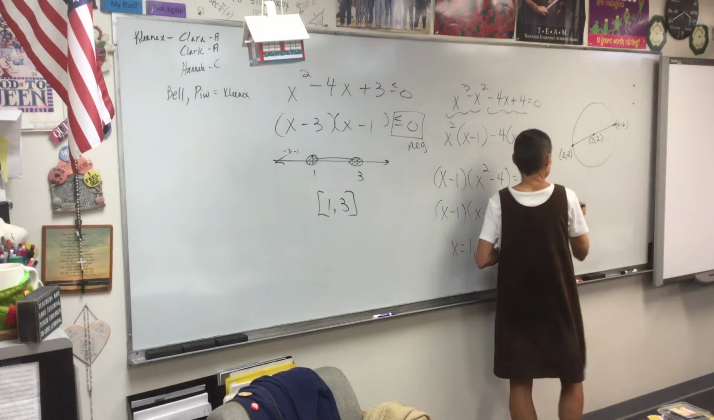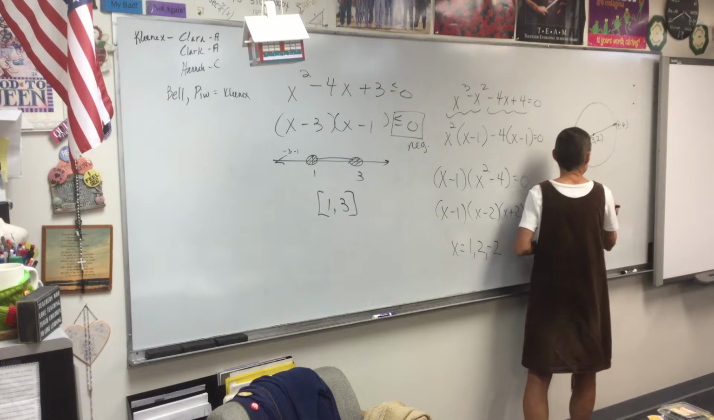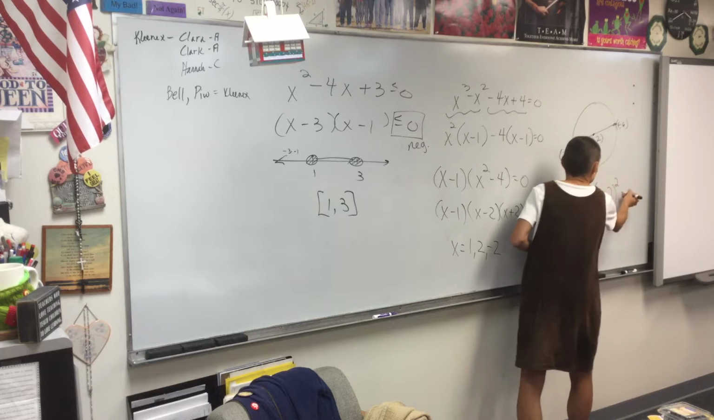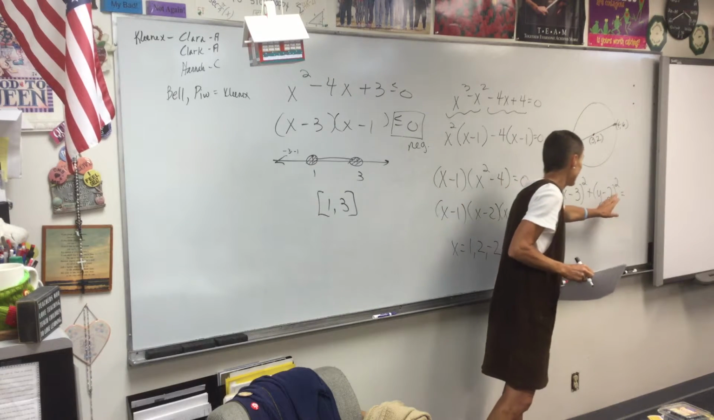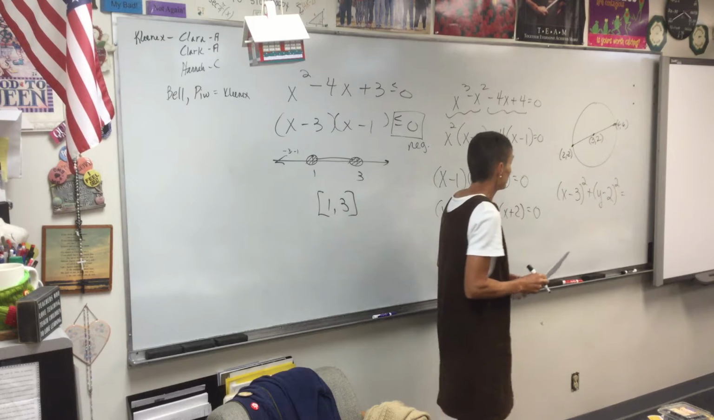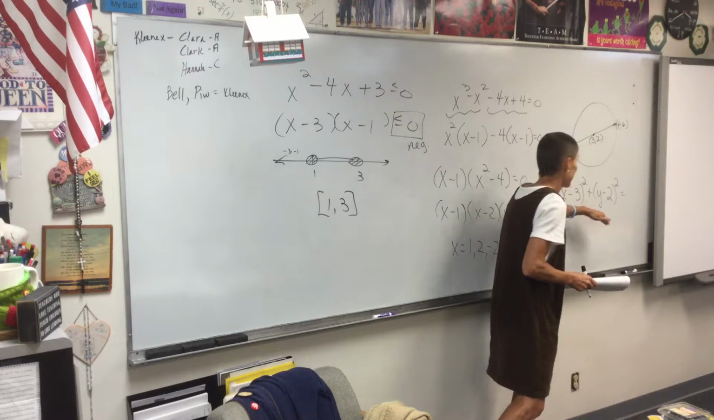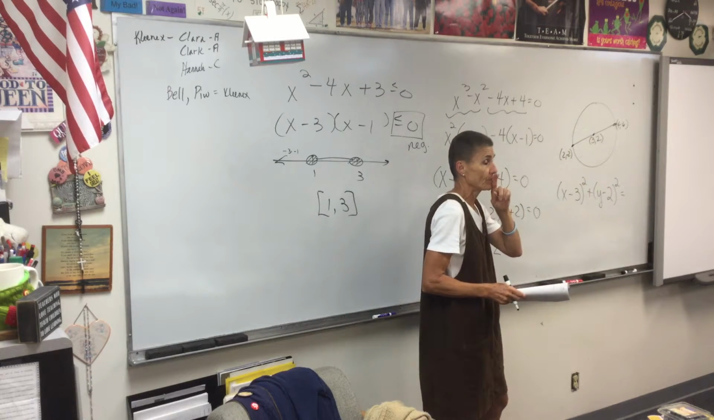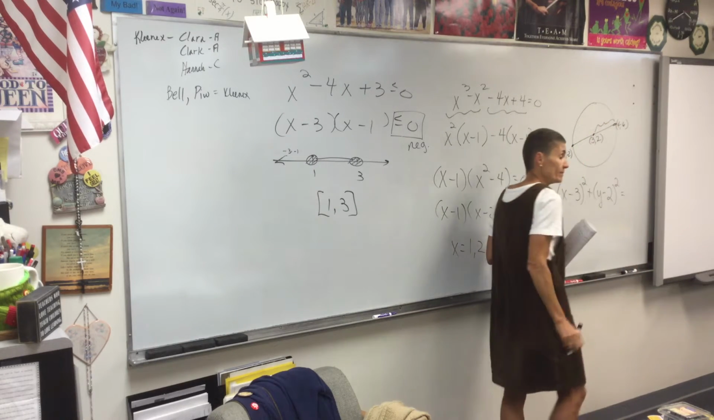Now that tells me that my circle looks like this. Remember that? X minus 3 squared, y minus 2 squared. Now what else do I need? I need the center. Okay, we did that part. What else do I need? Radius. The radius. This is the radius, right?